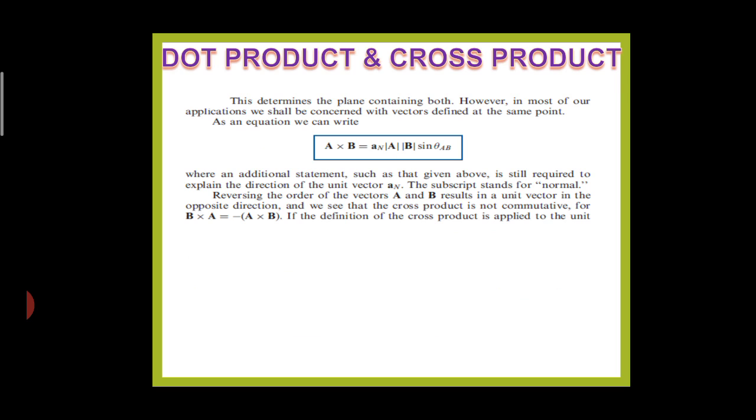Now the simplest way to obtain the direction of a cross b is using the right hand rule. The first finger is in the direction of the first vector, the second finger is in the direction of the second vector, and the thumb indicates the direction of the cross product.